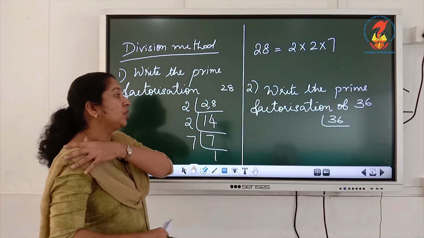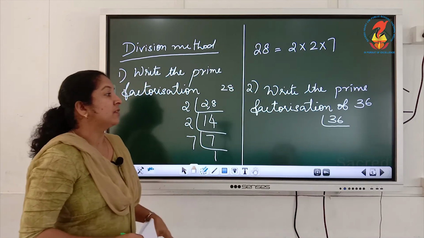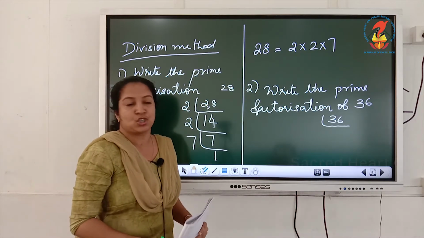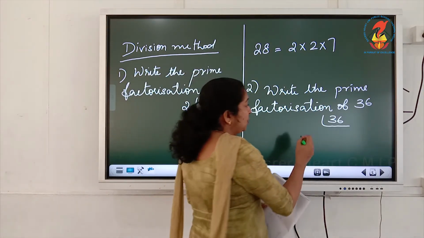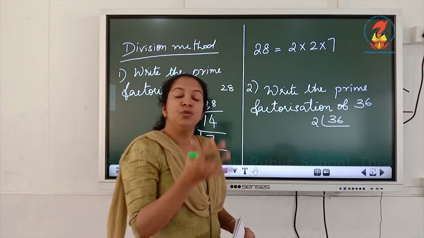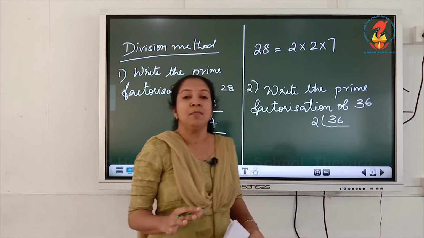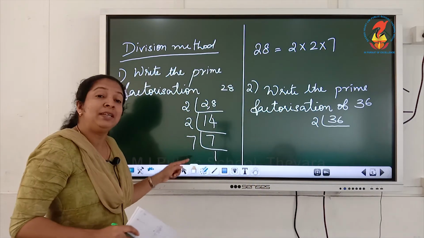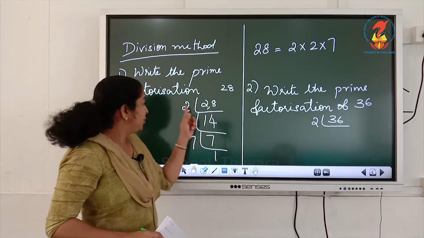So next is the second question. Write the prime factorization of 36. The least number which we can divide by is 2. You can divide by 3 also. It is also easy, but I want to show this method. If you take 3 also, you will get the same answer. The order can be changed.